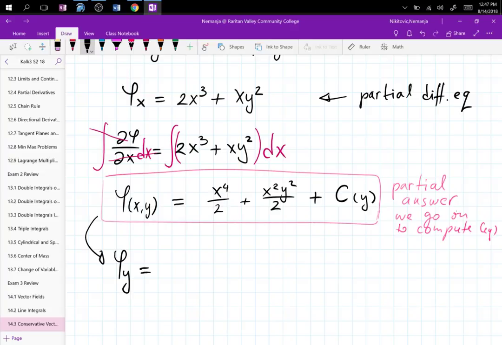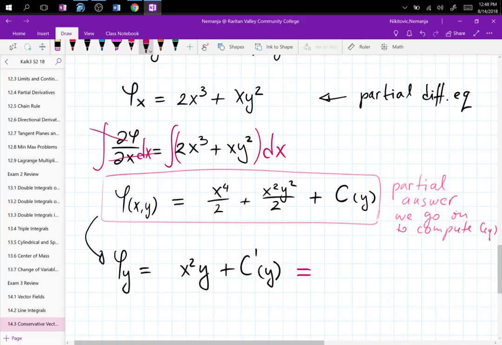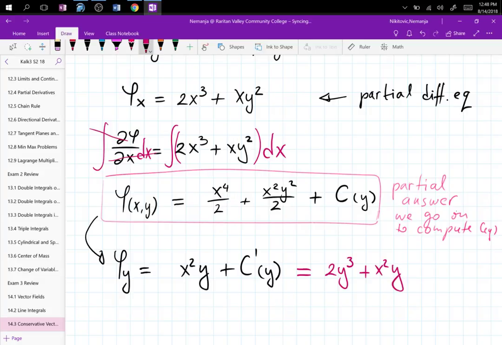And in that case, the first term dies. The second term is just going to be x squared y, plus the derivative in respect to y, because now you are taking the derivative in respect to y. You have the unknown function in respect to y, so the derivative of that better be c prime, and you set this equal to your g, which is 2y cubed plus x squared y.